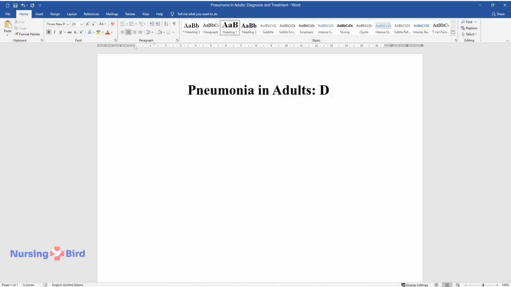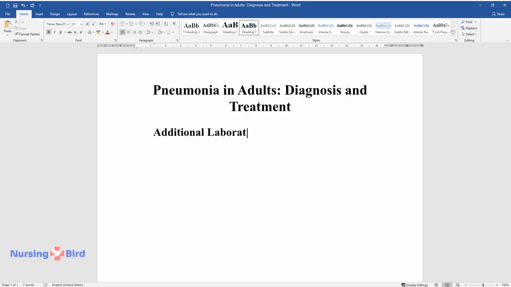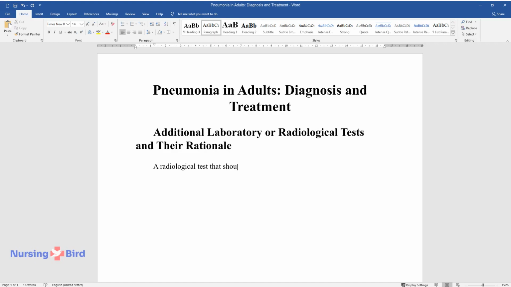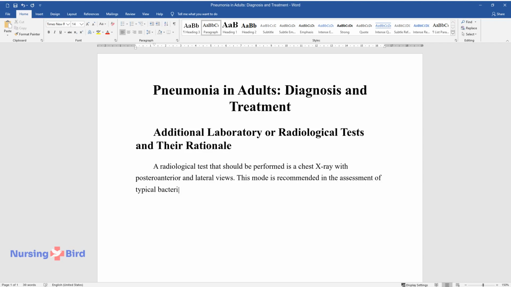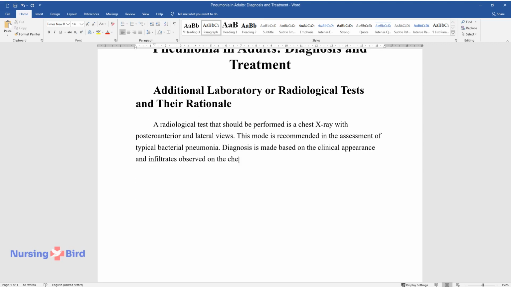Pneumonia in adults, diagnosis and treatment. Additional laboratory or radiological tests and their rationale. A radiological test that should be performed is a chest X-ray with postanterior and lateral views. This mode is recommended in the assessment of typical bacterial pneumonia. Diagnosis is made based on the clinical appearance and infiltrates observed on the chest X-ray.